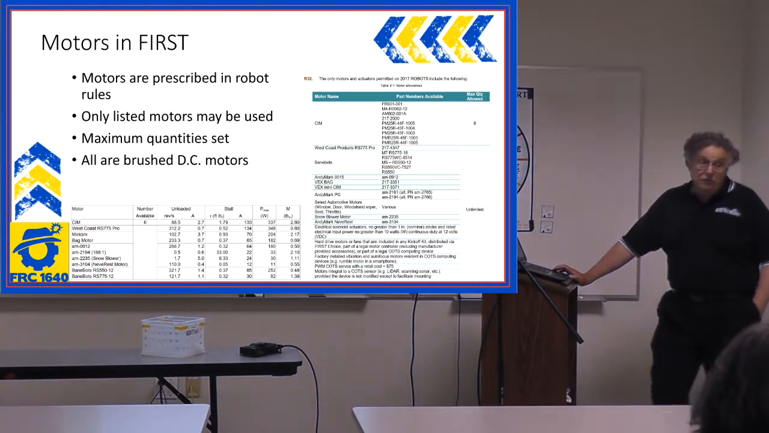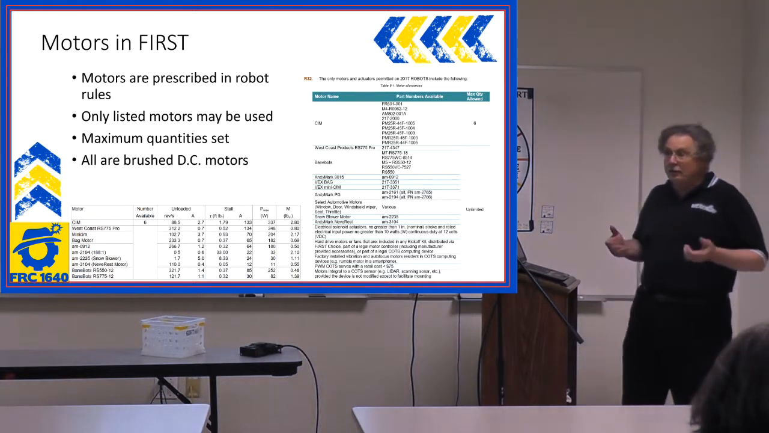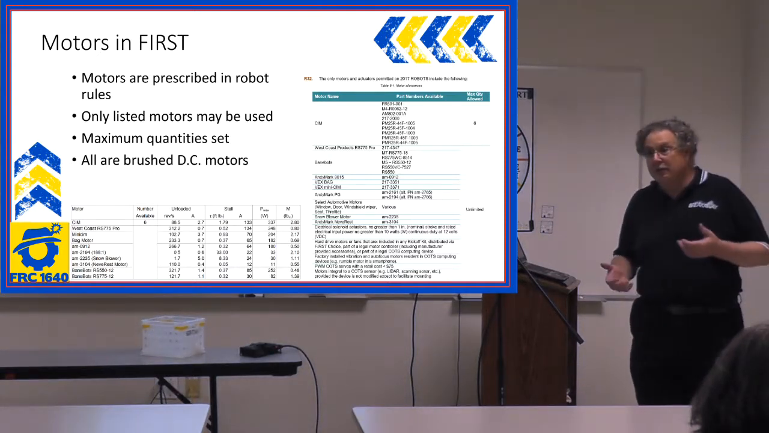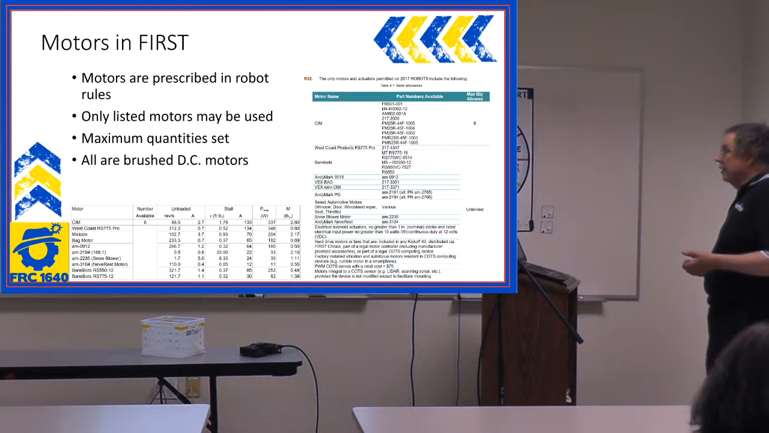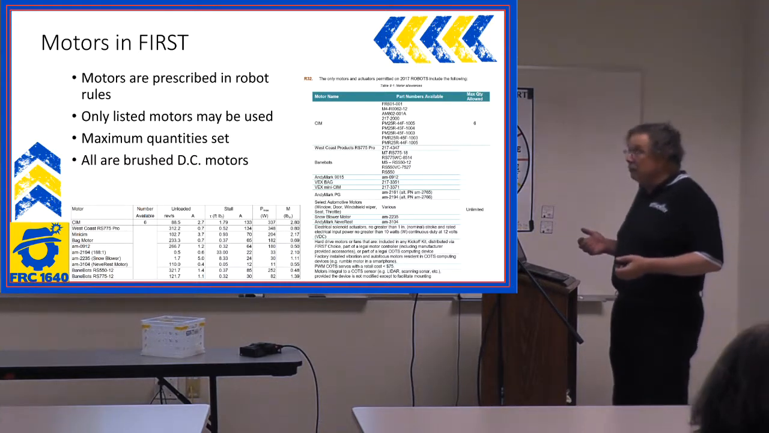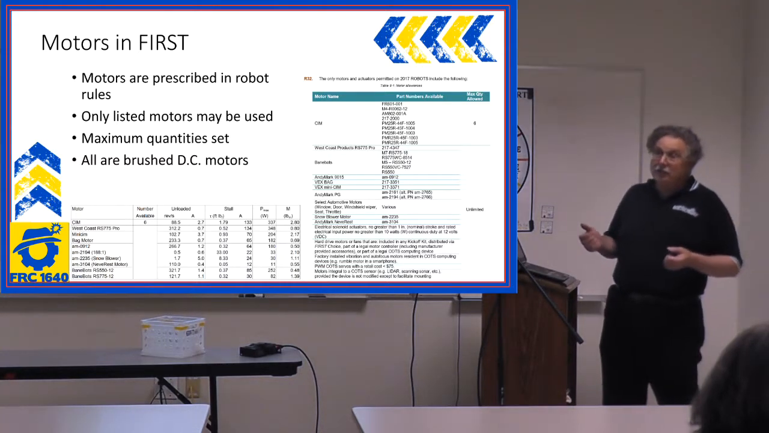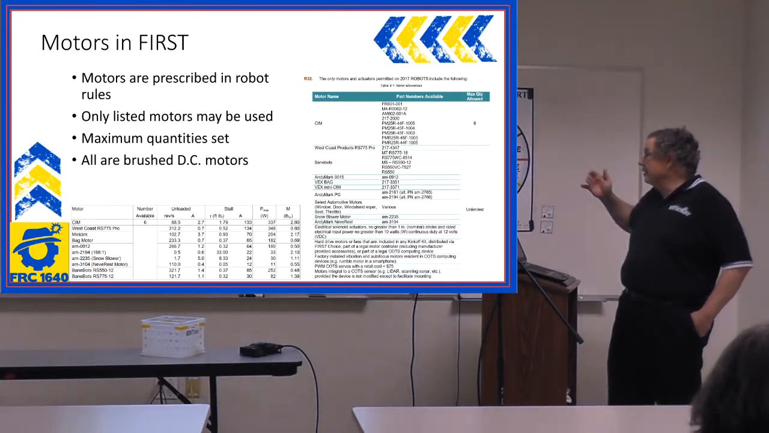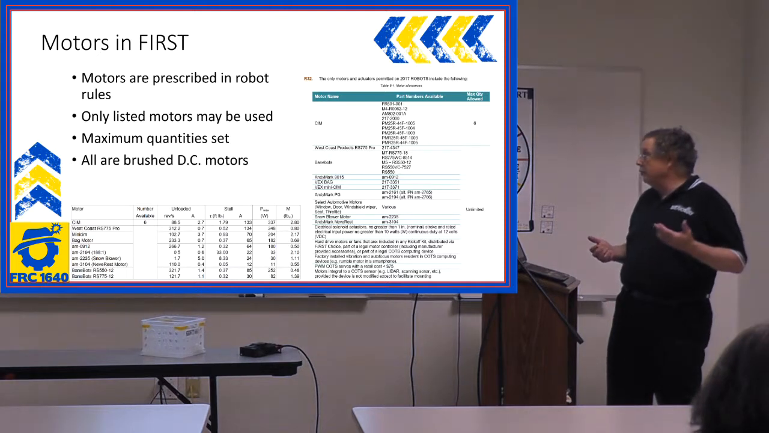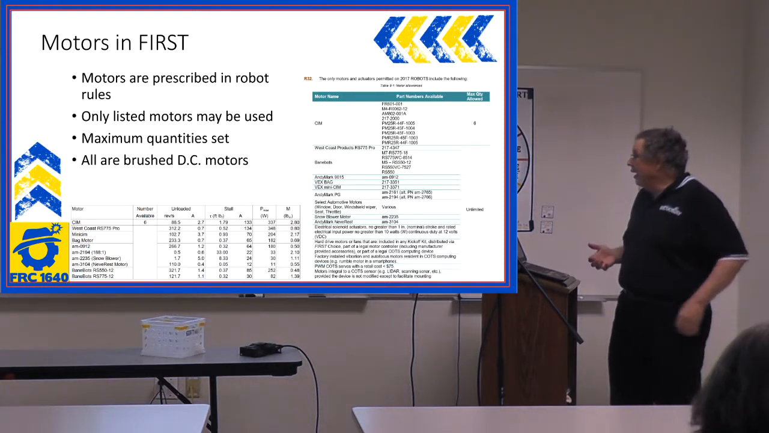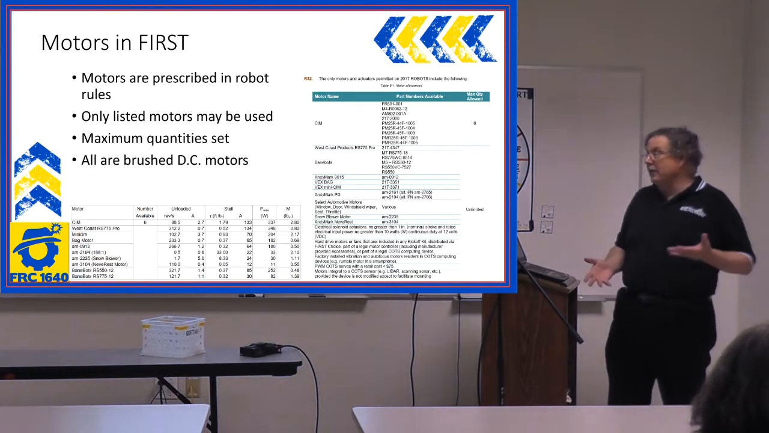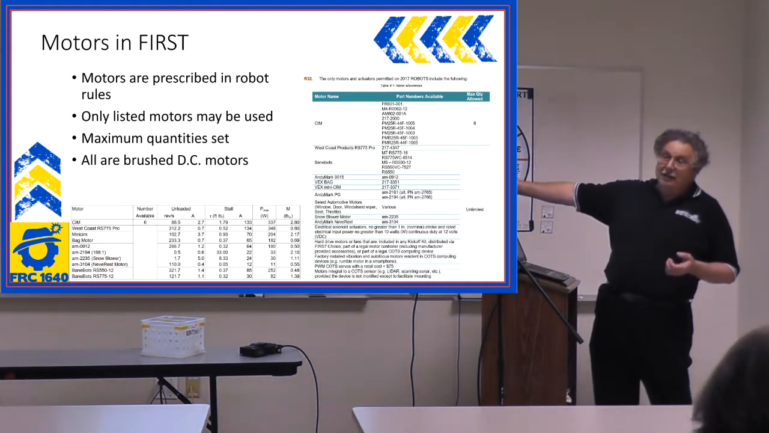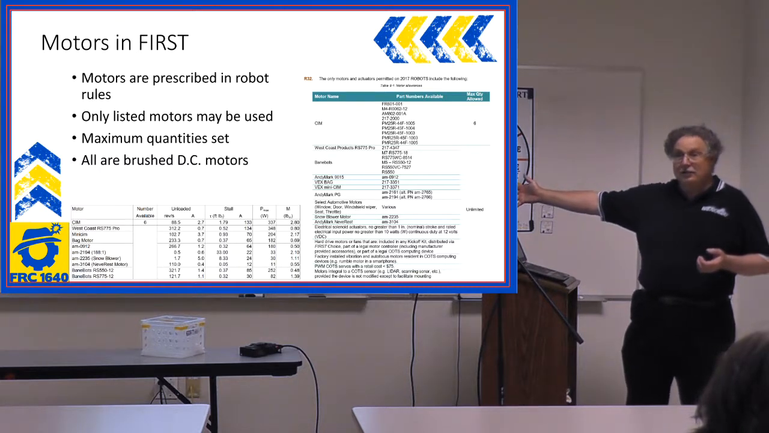Couple things. First, motors are the way you turn electrical power into mechanical power in FIRST, and you do it directly. Another important thing is that motors in FIRST are prescribed. There's a list you see on the right-hand side, Robot Rule 32, and it lists the motors that you can use. You can't use a motor if it's not on the list, and that's just the rules.